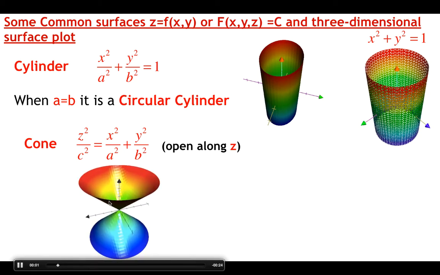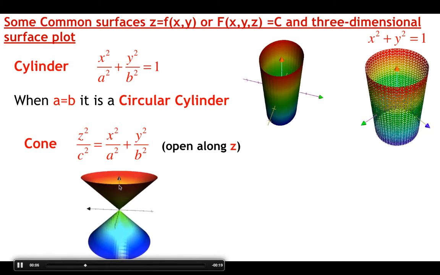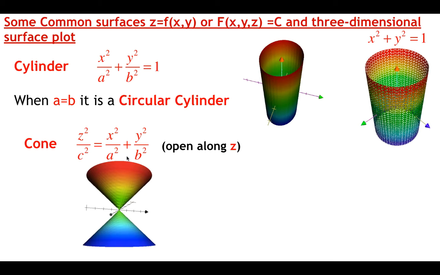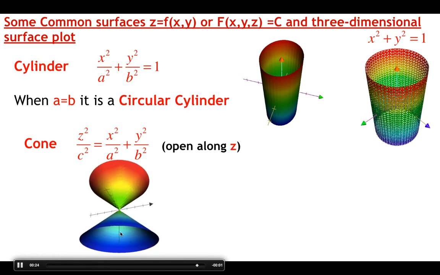Say for example, in this case it is open towards the z axis, a cone. Its upper cross section is made circular. For the case when a equals b, this cone will have a circular cross section on this side here. So this is formed with a circular cross section, or you can have an elliptical cross section if a is not equal to b. So it's a typical cone which is open along the z direction.